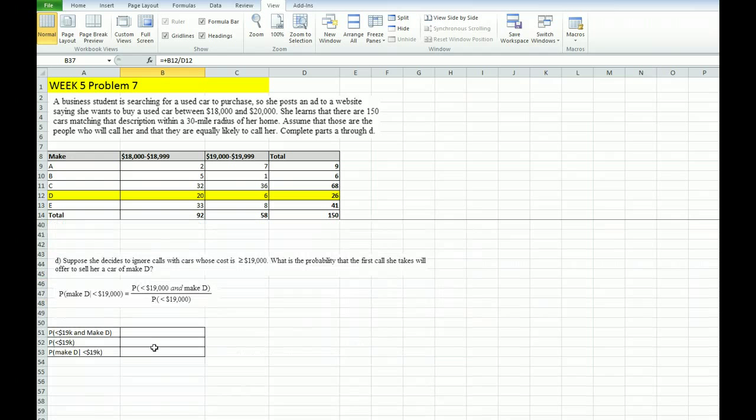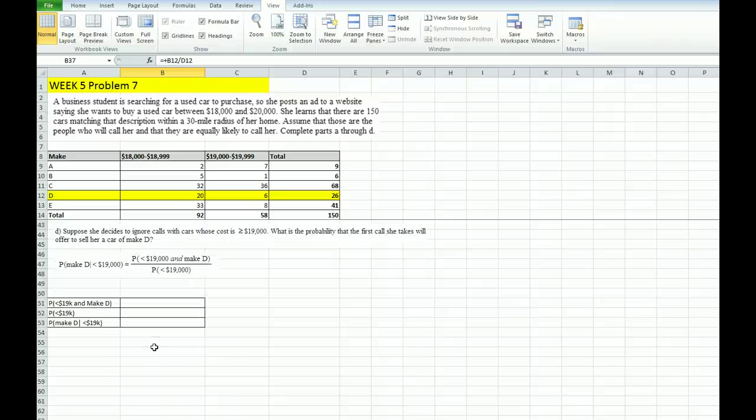Part D is asking us, suppose she decides to ignore calls with cars that cost greater than 19,000. What is the probability that the first call she will take will offer to sell her a car that is of make D? Now again, that's a conditional probability. We're looking at the probability that it's a make D given that it's less than 19,000. So we need to find these two expressions, the first of which is the probability that it is less than 19,000 and it's a make D.